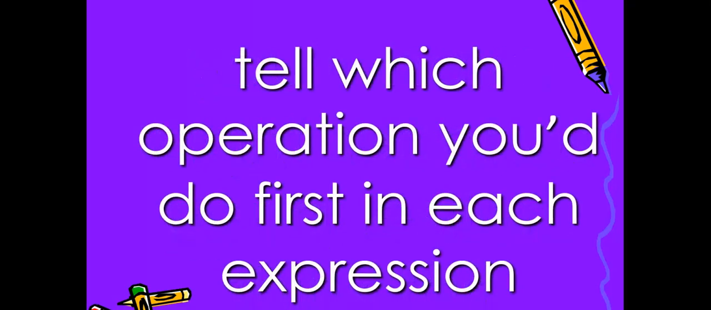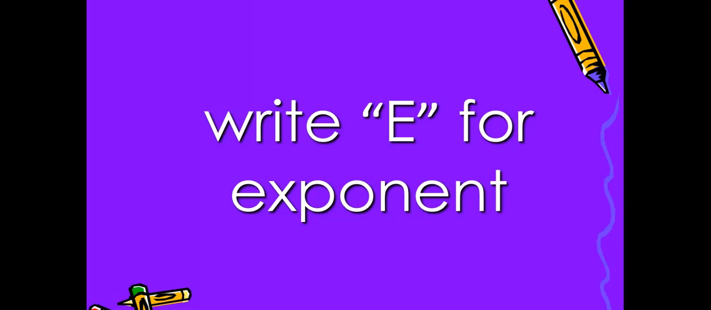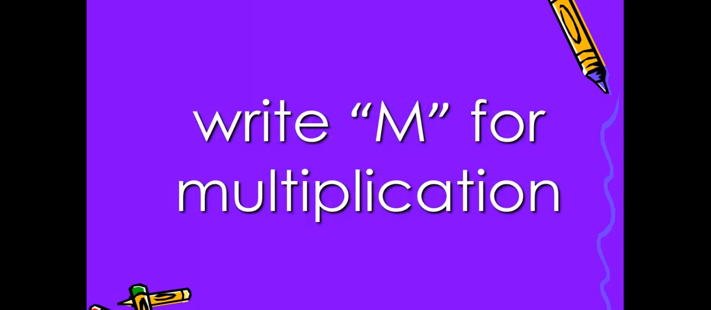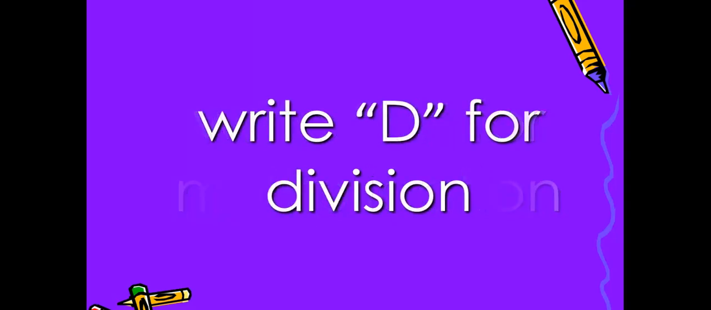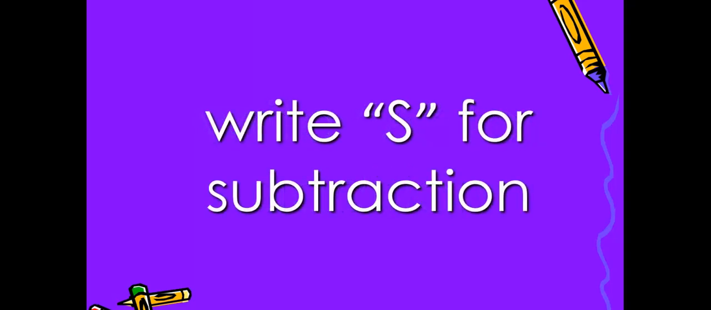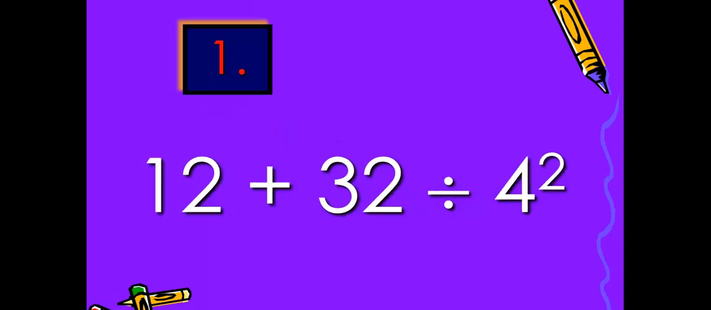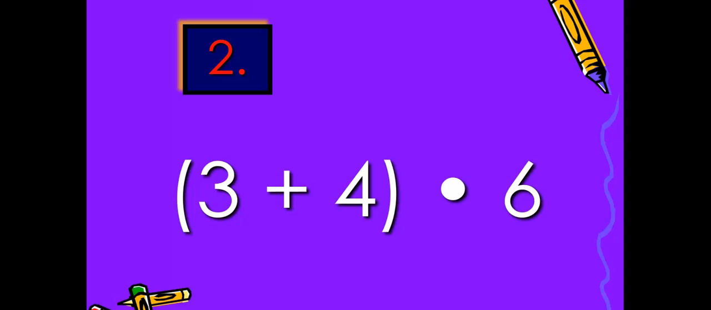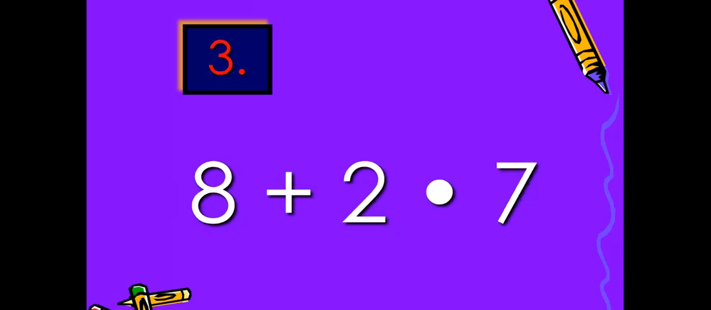You're going to tell which operation you do first. Write an E for exponent, an M for multiplication, a D for division, an A for addition, an S for subtraction. Here you go. Tell me what you do first. Write it down. What would you do first?